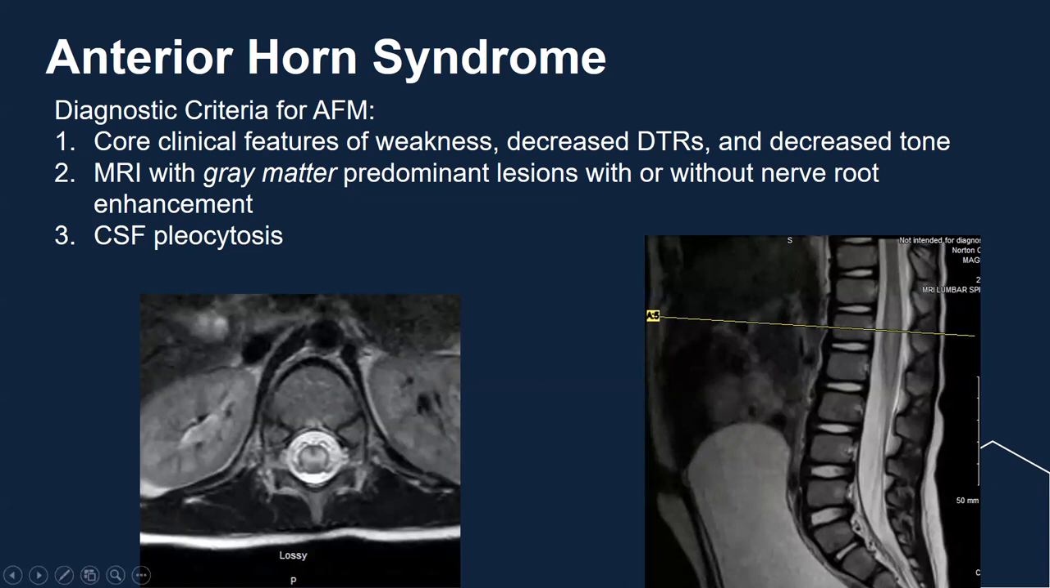And this is a patient that we had earlier this year that we diagnosed with acute flaccid myelitis, and you can see that there is primarily gray matter hyperintensities. Treatment for AFM includes IVIG if it's detected early in the disease course, but other immunomodulatory agents like steroids or PLEX have also been useful if there's a significant amount of cord edema.